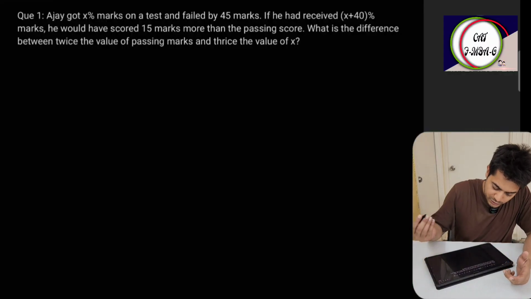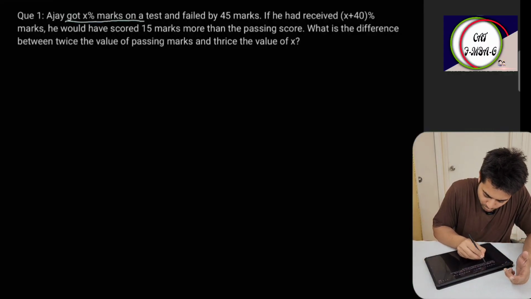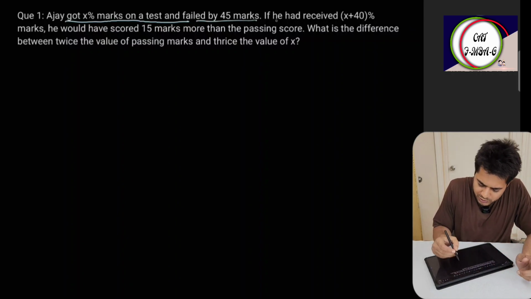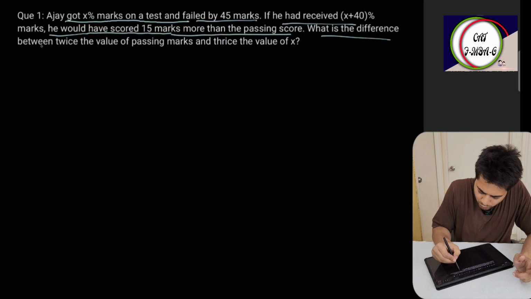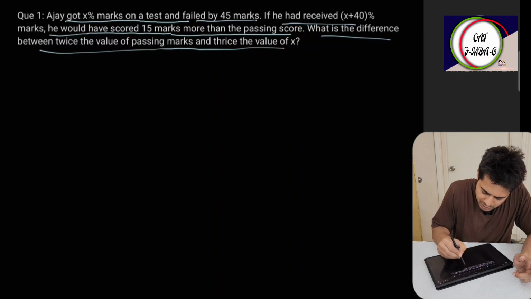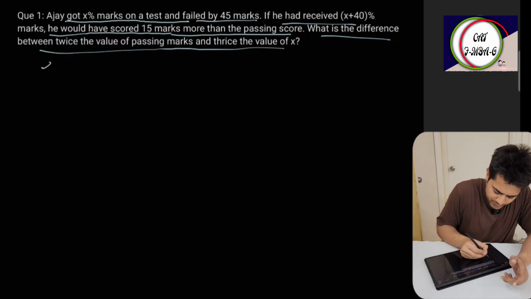Question number 1. In this question, it is given that Ajay got X% marks on a test and failed by 45 marks. If he had received X plus 40% marks, he would have scored 15 marks more than the passing score. What is the difference between twice the value of passing marks and thrice the value of X?